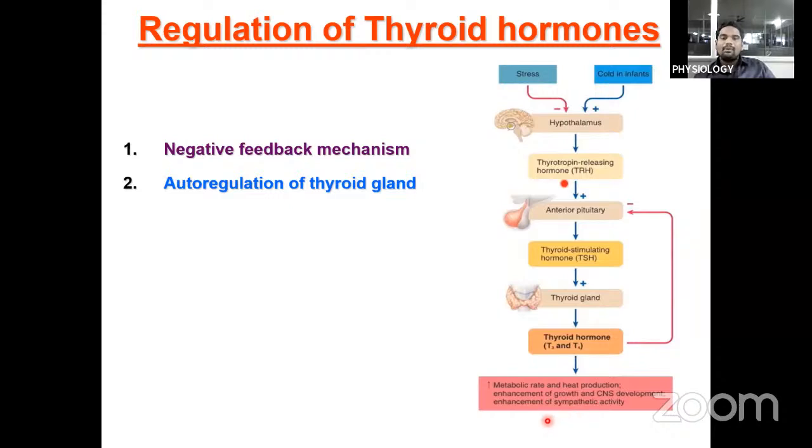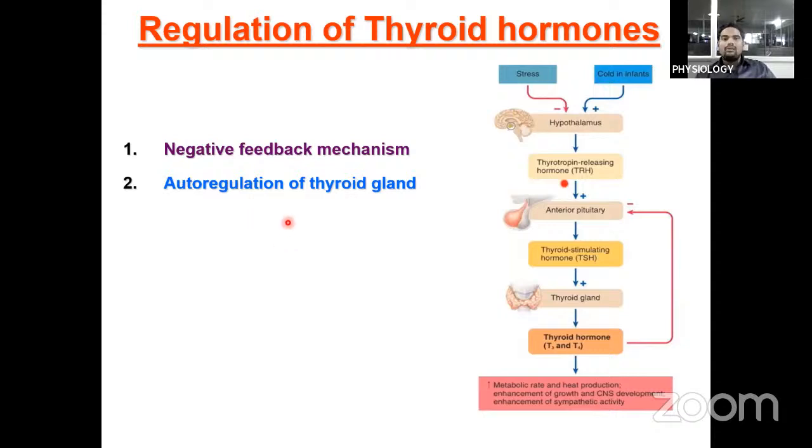It will increase your metabolic rate and heat production. It will also enhance your growth and CNS development through your sympathetic activity. See, if there is an excess amount of thyroid hormone in your bloodstream, what happens? It will send a negative feedback to your anterior pituitary. Listen here, it will send a negative feedback. In that way, it will inhibit thyroid stimulating hormone, and reduce the thyroid hormone that can be secreted in your blood.